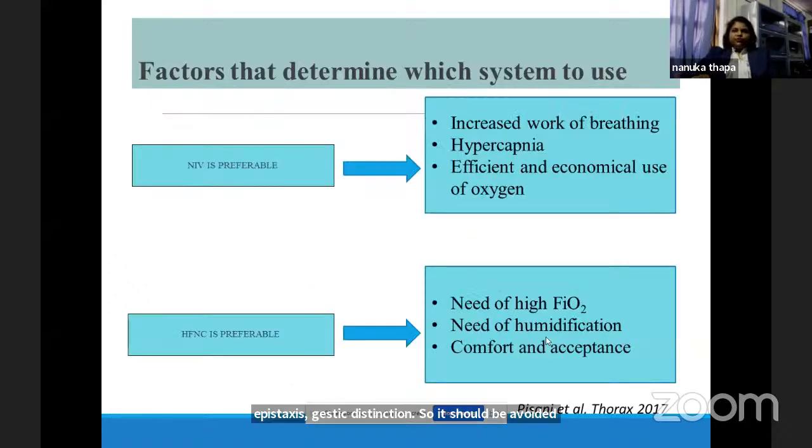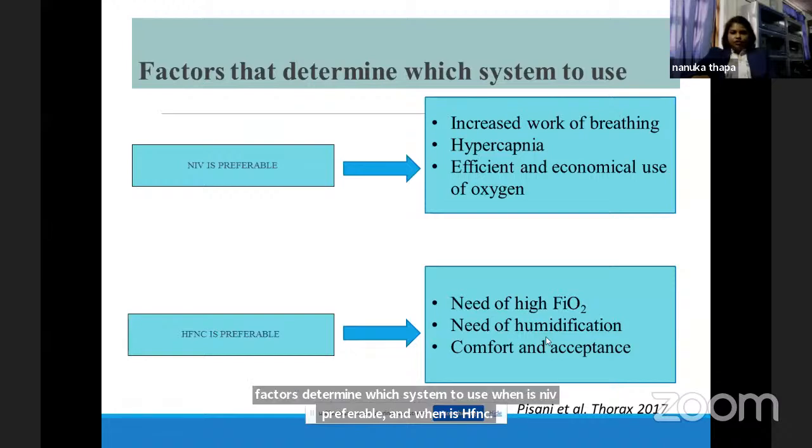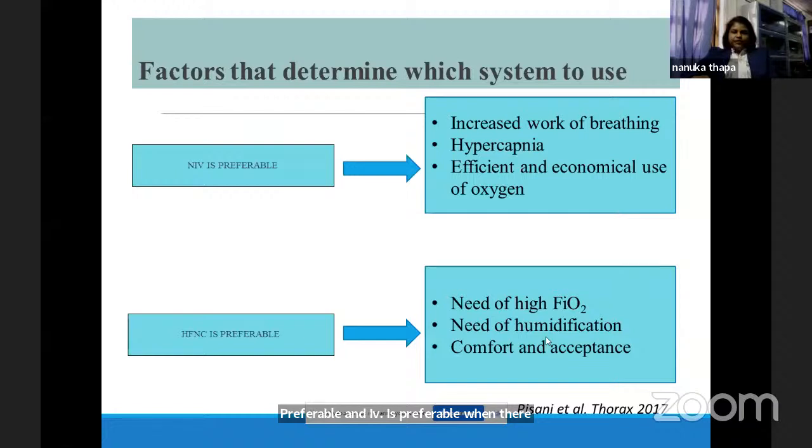So, factors determine which system to use. When is NIV preferable and when is HFNC preferable? NIV is preferable when there is increased work of breathing, there is hypercapnia, and it is an efficient and economical use of oxygen. Whereas HFNC is preferable when a high FiO2 is required, that is in hypoxia or hypoxemia, and where there is a need for humidification, and comfort and acceptance are better for the patient.